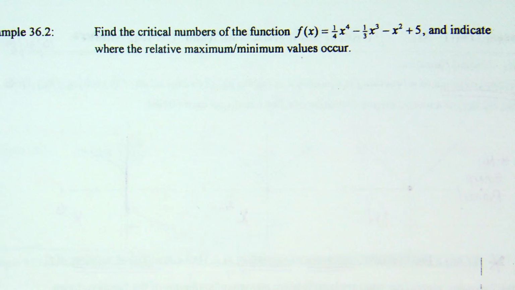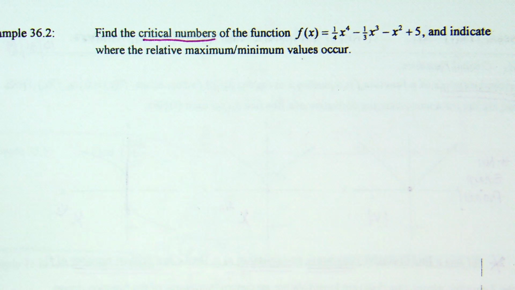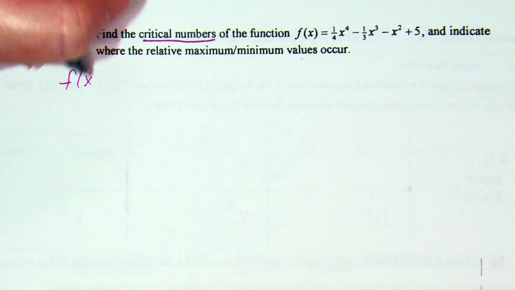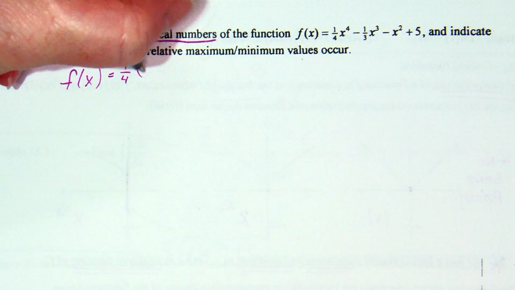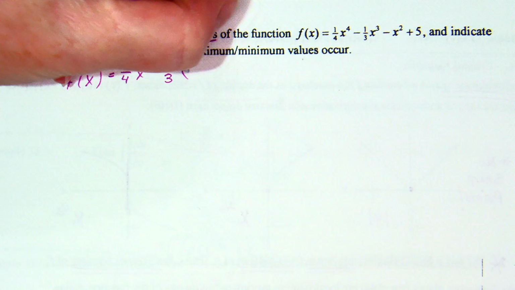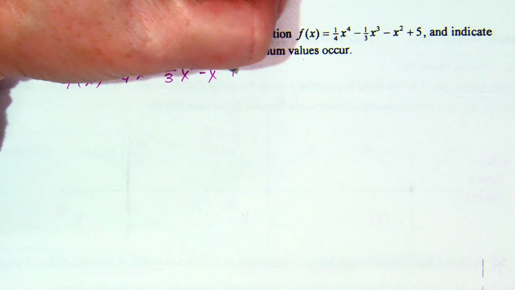Find the critical numbers of the function f of x equals 1/4 x to the fourth minus 1/3 x cubed minus x squared plus 5, and indicate where the relative max min values occur. So, what's the first thing we find? Yeah, critical numbers means I need to find the derivative. So let me write my equation down. F of x equals 1/4 x to the fourth minus 1/3 x cubed minus x squared plus 5.